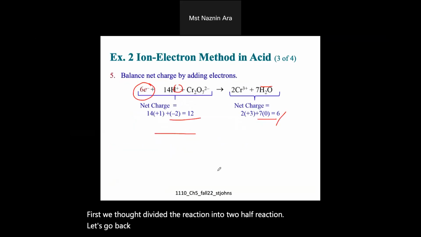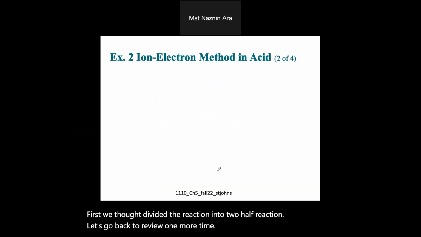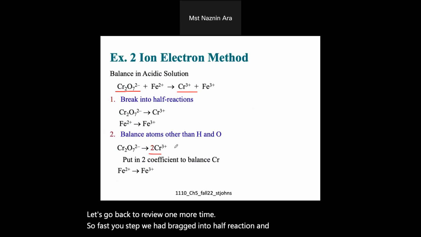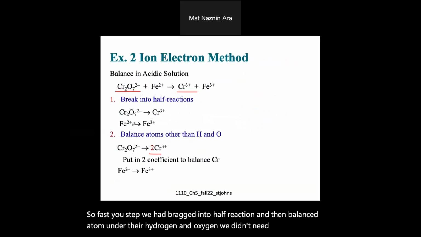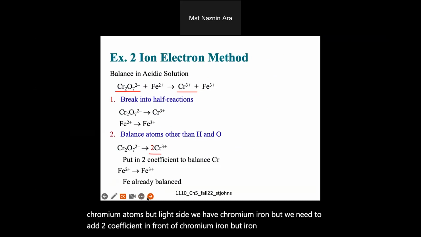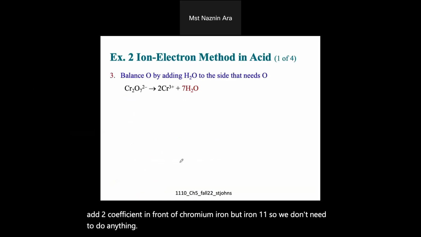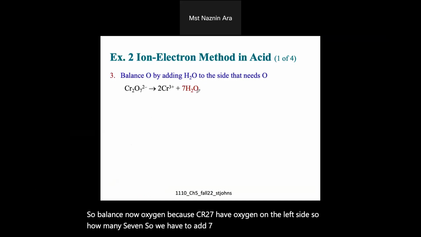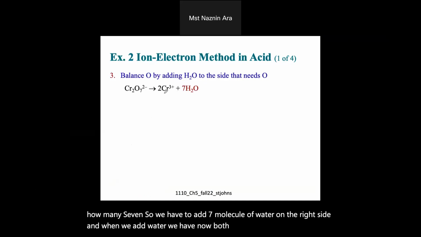Let's go back to review one more time. First step, we broke it into half reactions and then balanced atoms other than hydrogen and oxygen. We didn't need to balance the iron, but we need to balance the chromium because on the left side we have two chromium atoms, but on the right side we have chromium ion, so we need to add a coefficient of two in front of the chromium ion. But iron is 1 to 1, so we don't need to do anything. Now balance oxygen, because Cr2O7 has oxygen on the left side. How many? 7. So we have to add 7 molecules of water on the right side, and when we add water, we now have the same oxygen atoms on both sides.